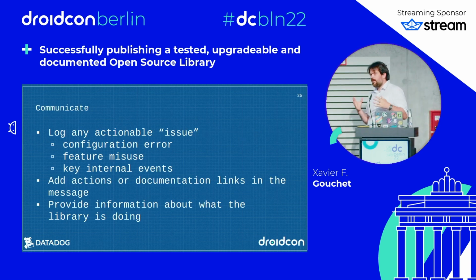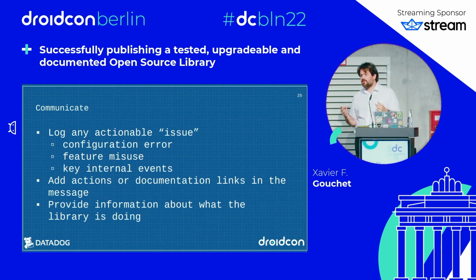Of course, to make your SDK usable, you need to communicate. This means that you want to log any actionable issue. So if anything goes wrong inside your library or your SDK, you want to add something in the logcat that says, hey, something went wrong, and this is how you can fix this. So if there is a configuration error that says, hey, you need to provide a number that's between 1 and 10, and you provided 0, or you provided 20, please fix your configuration. Any feature misuse that says, hey, you tried to use this feature, but you didn't enable it in the configuration, or any key internal events.